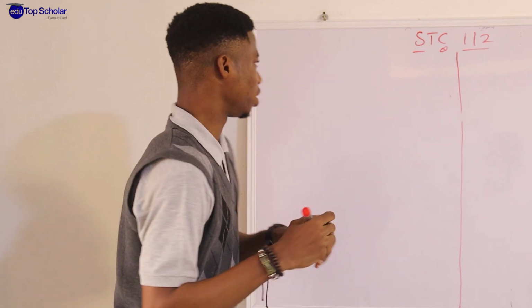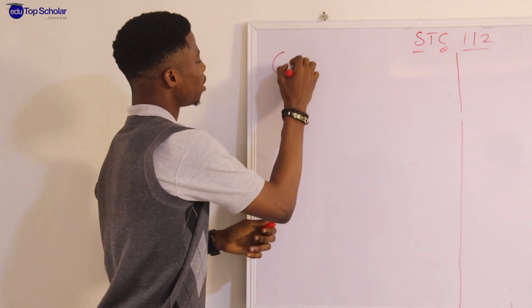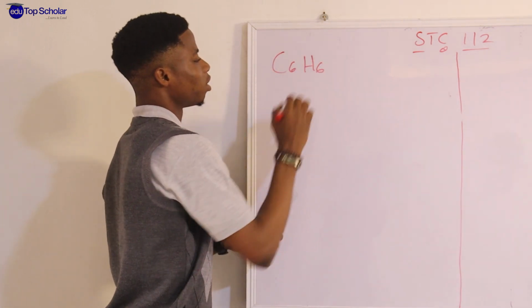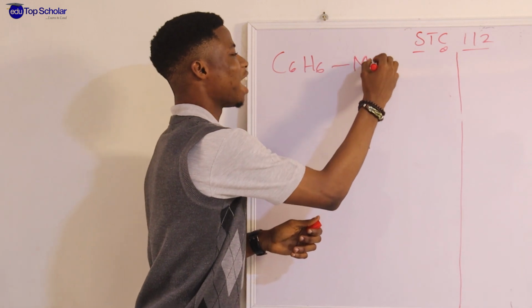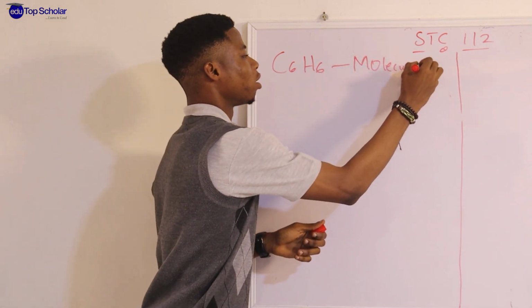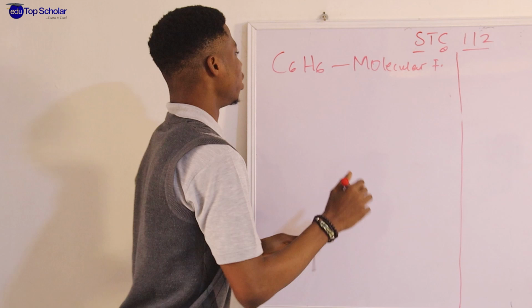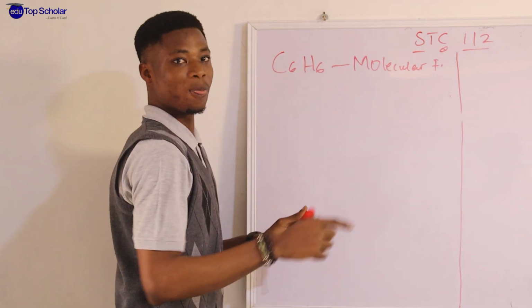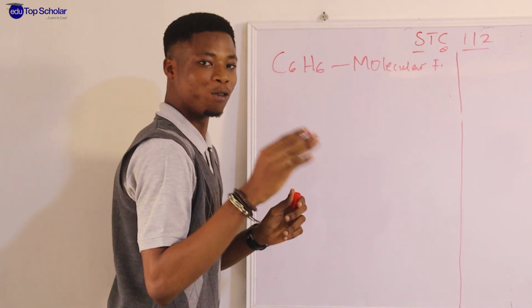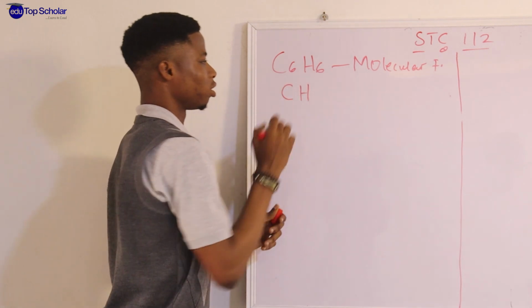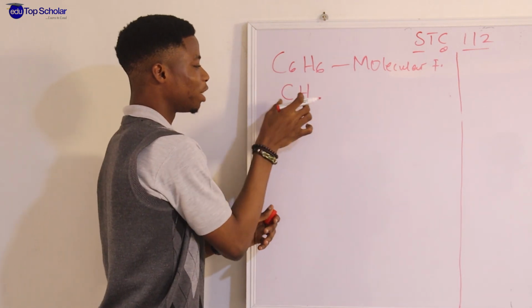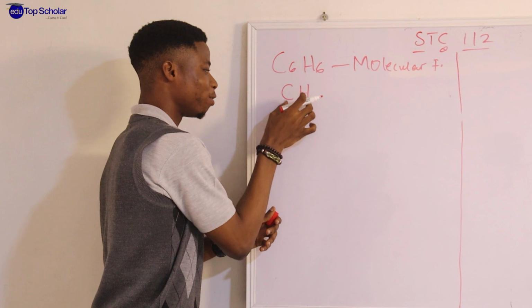Now, let me give you an example. If you have C6H6, this is a molecular formula, and the molecular formula is the actual formula of a compound. Now, to get the empirical formula, the simplest formula of a molecule in a compound, you have CH. This is the simplest. You cannot divide it further.